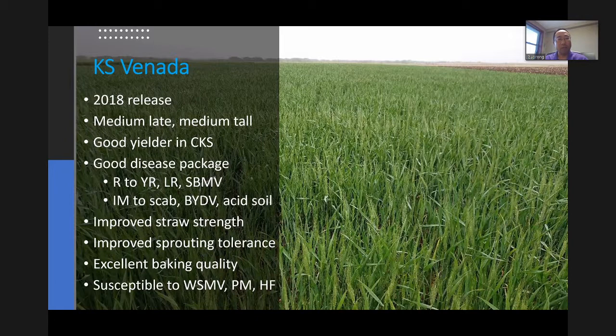So we are targeting this variety for south central Kansas, because it also has a good disease package: resistant to stripe rust, leaf rust, and soil-borne mosaic, and intermediate to scab, barley yellow dwarf, and acid soil. Compared to Joe, its straw strength and sprouting tolerance are improved, and that's why I think it might fit south central Kansas. This variety has excellent baking quality. It is susceptible to wheat streak, powdery mildew, and Hessian fly. Wheat streak is not a big issue in central Kansas.